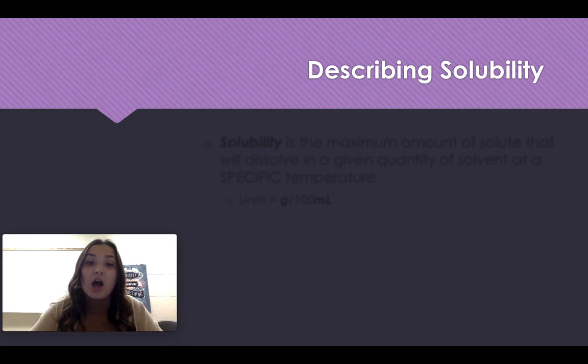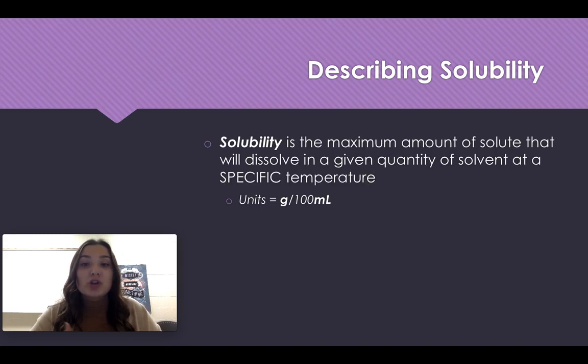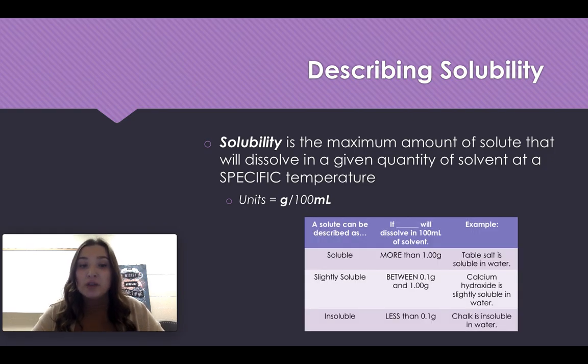Now let's take a step ahead and start describing solubility. Solubility is the maximum amount of solute that will dissolve in a given quantity of solvent at a specific temperature. Which means just because your solubility is something at 20 degrees Celsius does not mean it's going to be the same for a different solution at 30 degrees Celsius. Usually the units are grams per 100 milliliters. So here we have a table.